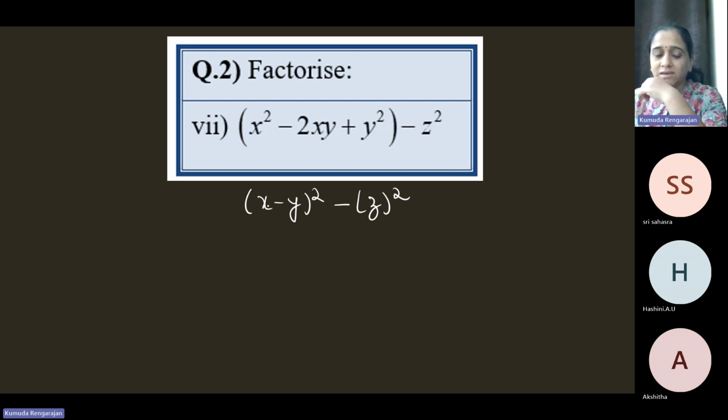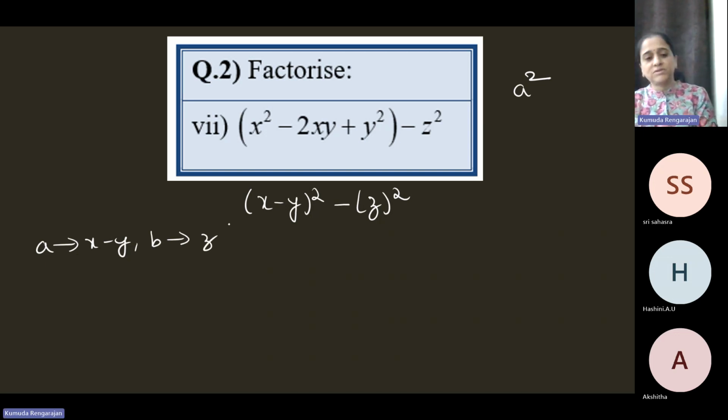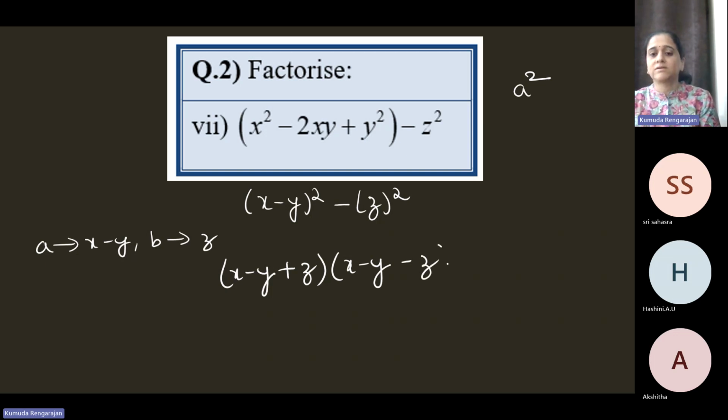Now this is of the form a squared minus b squared. So see, if you take off the square, this is a. Take off the square, this is b. So a is x minus y and b is z. A squared minus b squared is a plus b, a minus b. Write a first: this is a plus b, this is a minus b.